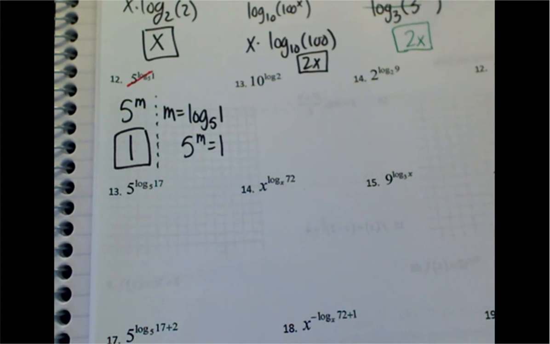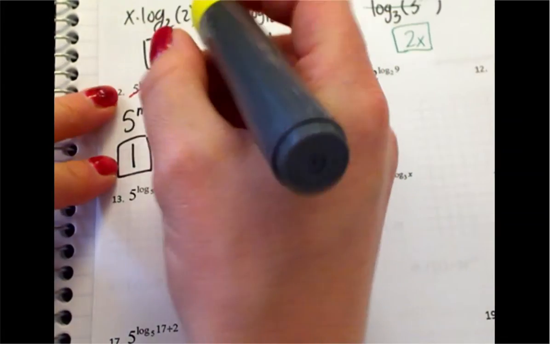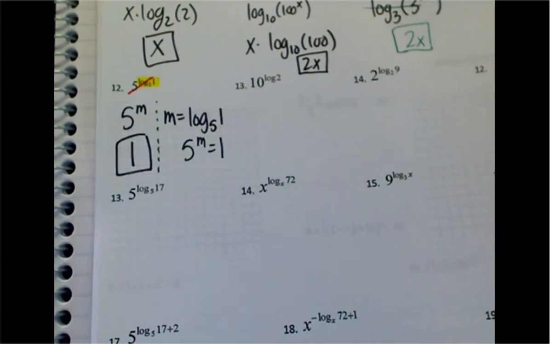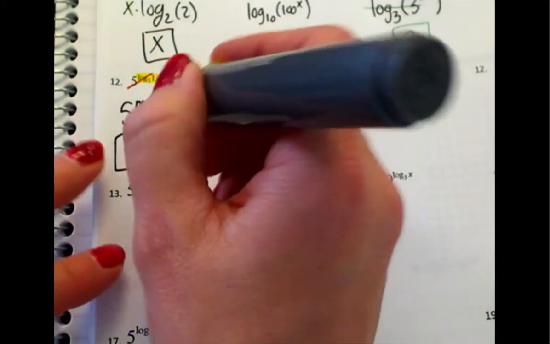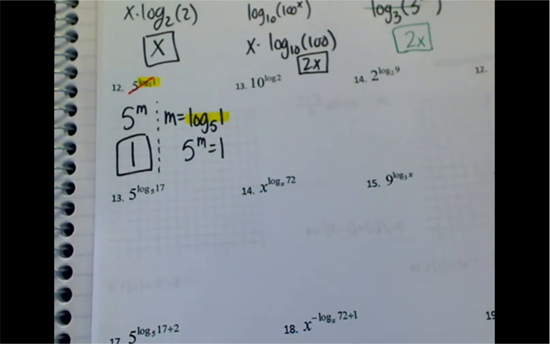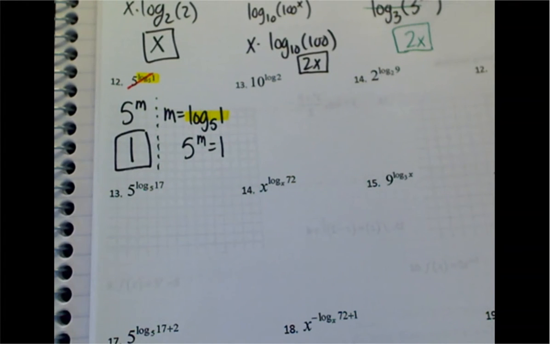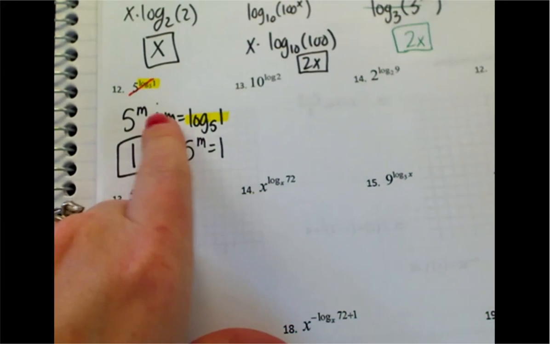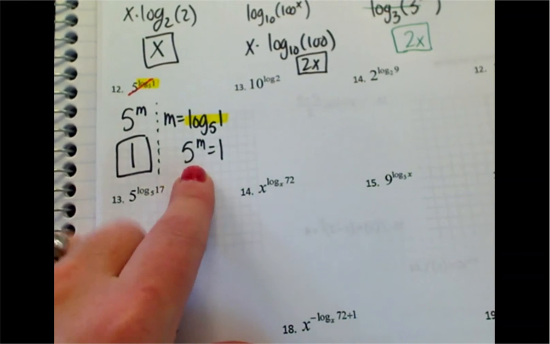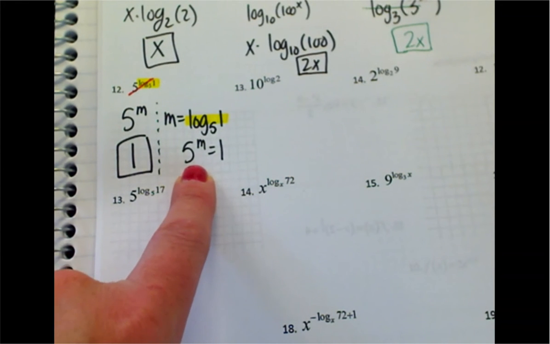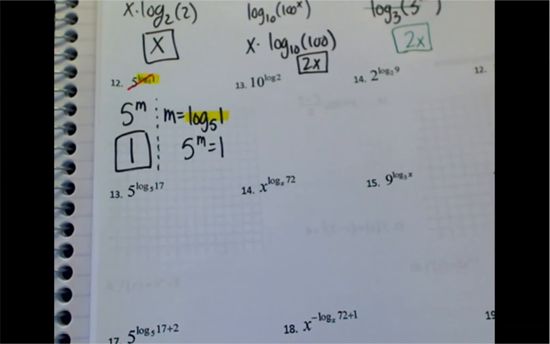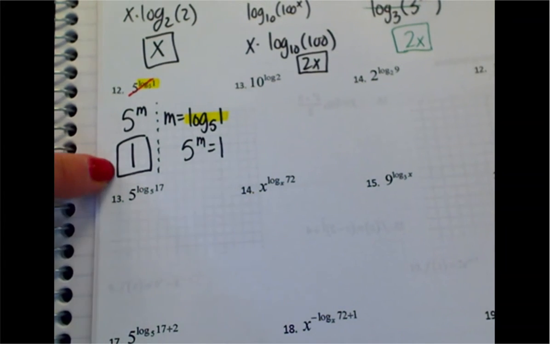Okay, so I'm going to highlight my substitution. I'm going to take this exponent, log base 5 of 1, and I'm going to rewrite it here. Do you see how I put an m and then I just rewrote it? I made my own substitution to help me. And then I took this expression, this equals, and I put it in exponent form. Look what happened. 5 to the m equals 1. So 5 to the m equals 1.